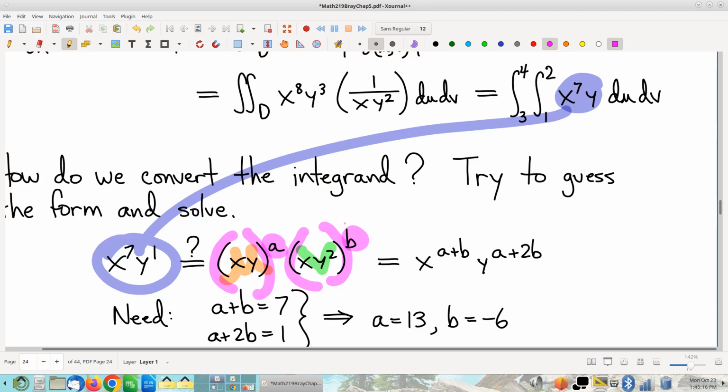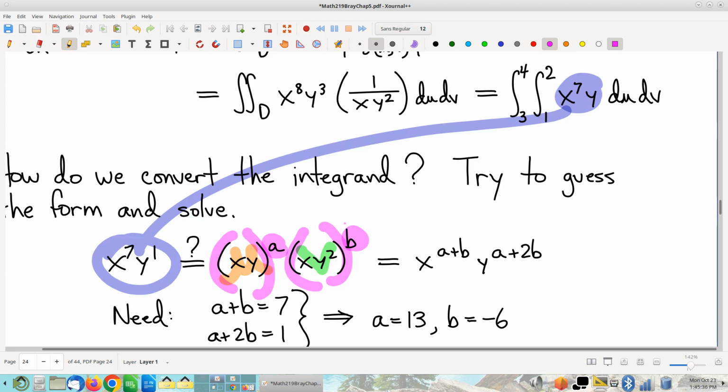So that's why I did what I did here in purple. This purple structure, I'm guessing that a product of powers of u and v should give me x to the 7, y to the 1. It's because that's kind of the nature of the algebra that I'm looking at. You buy it? Seem reasonable?